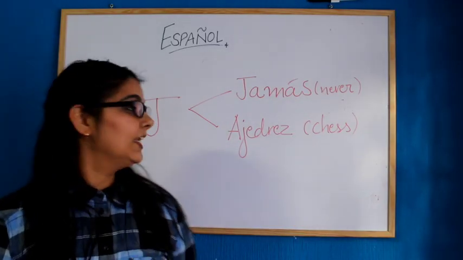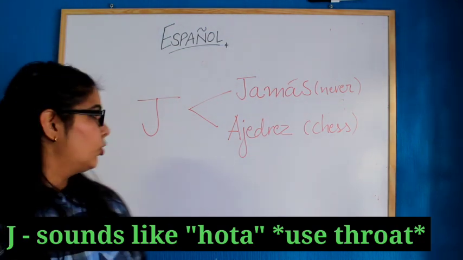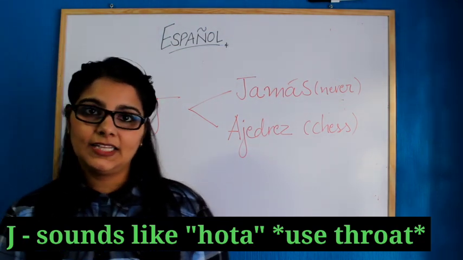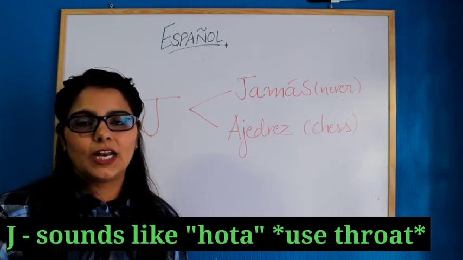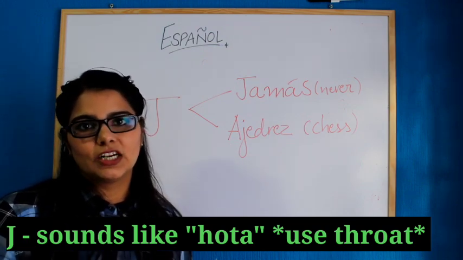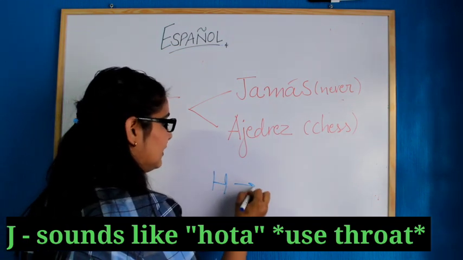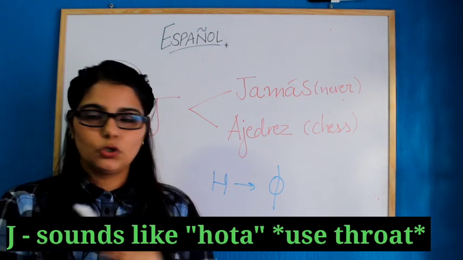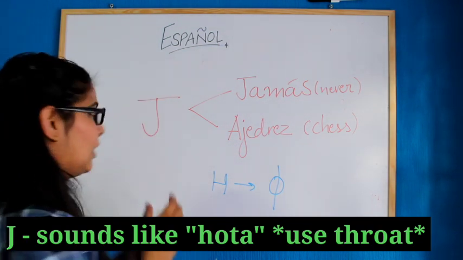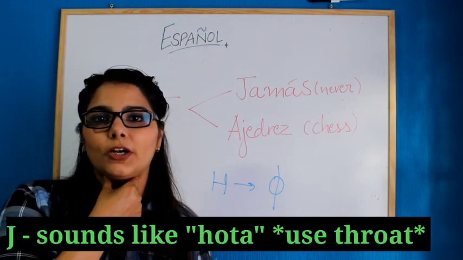The next letter is la J de español. So the J or la J de español is just like strong H sound, and I would say very strong H sound of English language. I mean, you already know that H is silent in Spanish language. We don't pronounce H, but the J sound, la J, is like strong H sound, and you use your throat while doing that.